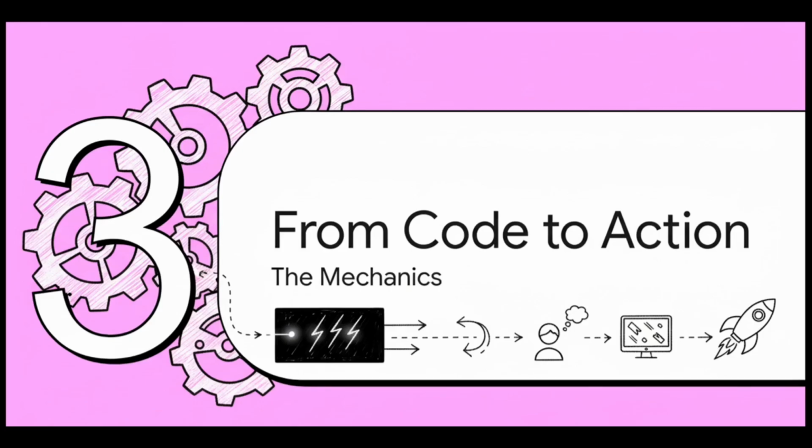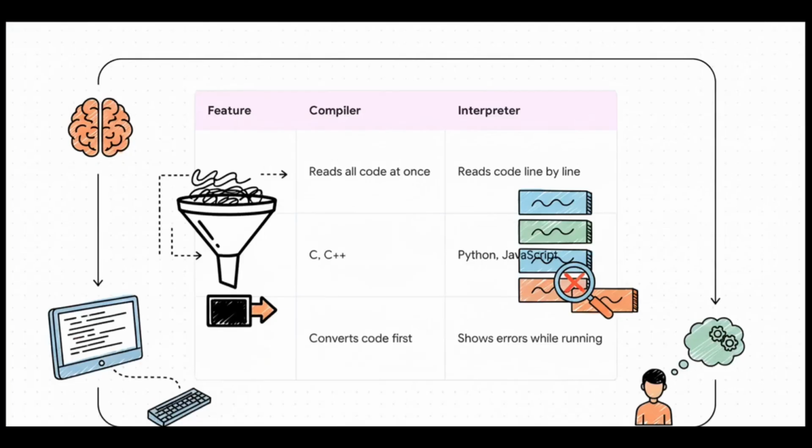Let's get into the nitty-gritty, the mechanics of how your code actually comes to life. Turns out these translators really come in 2 main flavors. A compiler is like a book translator. It takes your entire program, reads the whole thing from start to finish, translates all of it at once, and then hands you a completely separate, ready-to-run file. Languages like C++ do this.